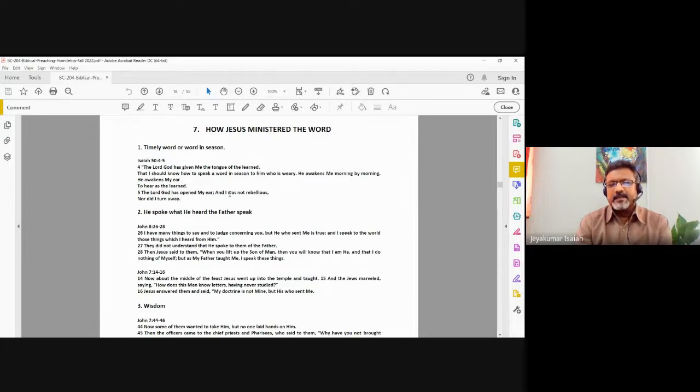Verse 4 says, the Lord God has given me the tongue of the learned, that I should know how to speak a word in season to him who is weary. He awakens me morning by morning. He awakens my ear to hear as the learned. The Lord God has opened my ear, and I was not rebellious, nor did I turn away. So, a timely word, or a word in season.